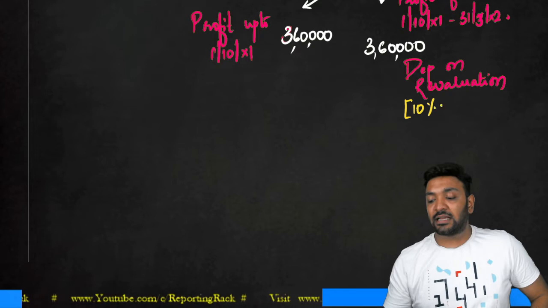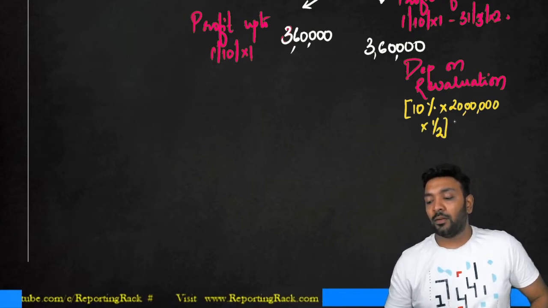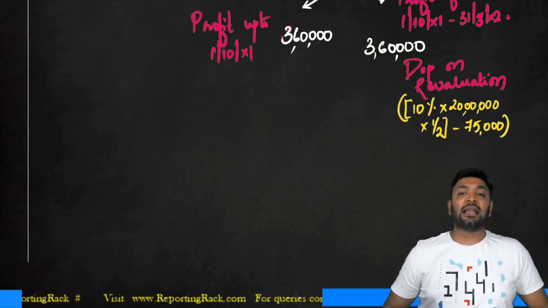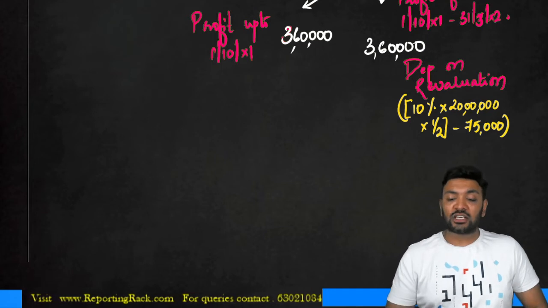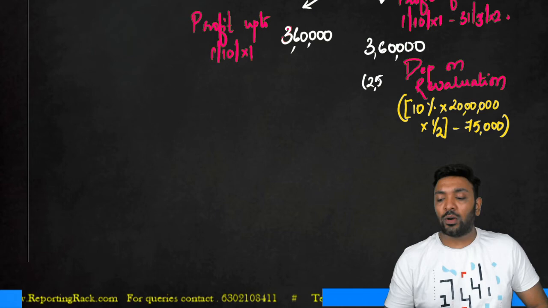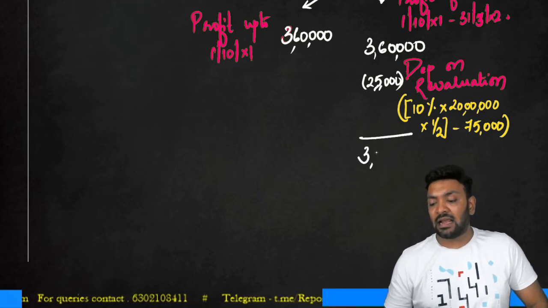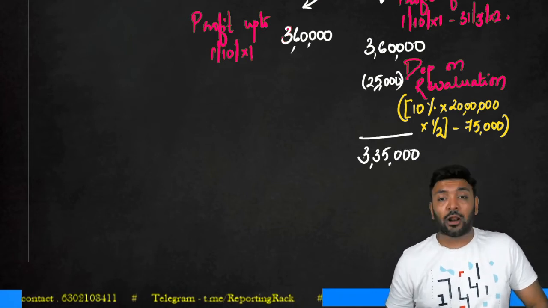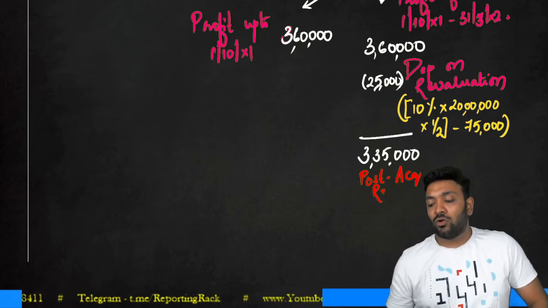10% on 20 lakhs, half year, minus 75,000, the depreciation already provided for this half of the year. So 10% on 20 lakhs for half of the year is 1 lakh, minus 75,000 already charged as depreciation. So the answer is 25,000. Therefore, after this, 3,35,000. This 3,35,000 is the after-acquisition profit, which is post-acquisition reserve.